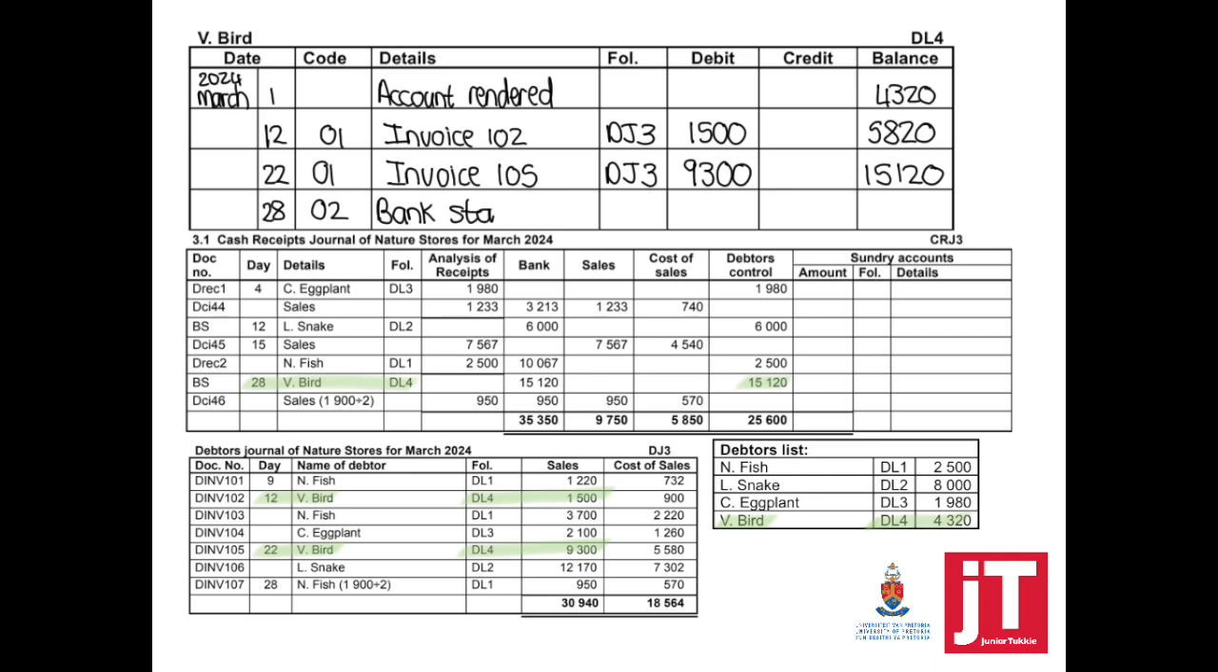The source document was bank statement from the cash receipts journal on the credit side, because debtors is a current asset which will decrease on the credit side, and now the outstanding balance is 0. He doesn't owe anything else.